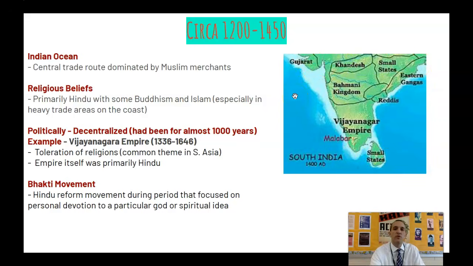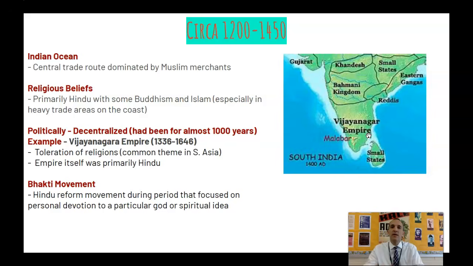So this time period, really the focus here of this region is the Indian Ocean trade. The Indian Ocean trade is a dominant trade route during this time period, and it's going to be a dominant trade route in the next time period. It's primarily going to be dominated by Muslim merchants during this time period. So remember, Islam comes up prior to 1200. Muslims are encouraged to be merchants because Muhammad was a merchant, so it's seen as an honorable profession.